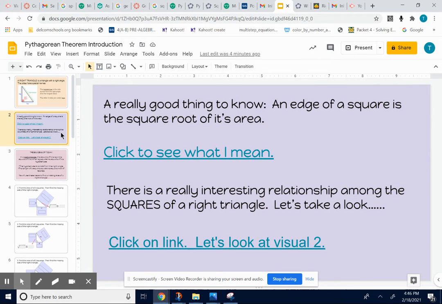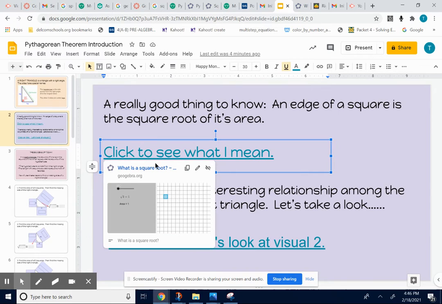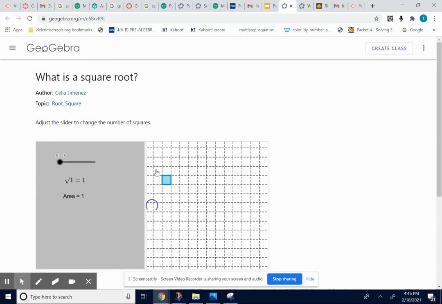A really good thing to know before we get into the good stuff: the edge of a square is the square root of the square's area. Real briefly here, here's a website that helps us see that. If I look at a square that has area 9, a length of the square, which is 3, is the square root of its area. The edge of a square is the square root of its area.